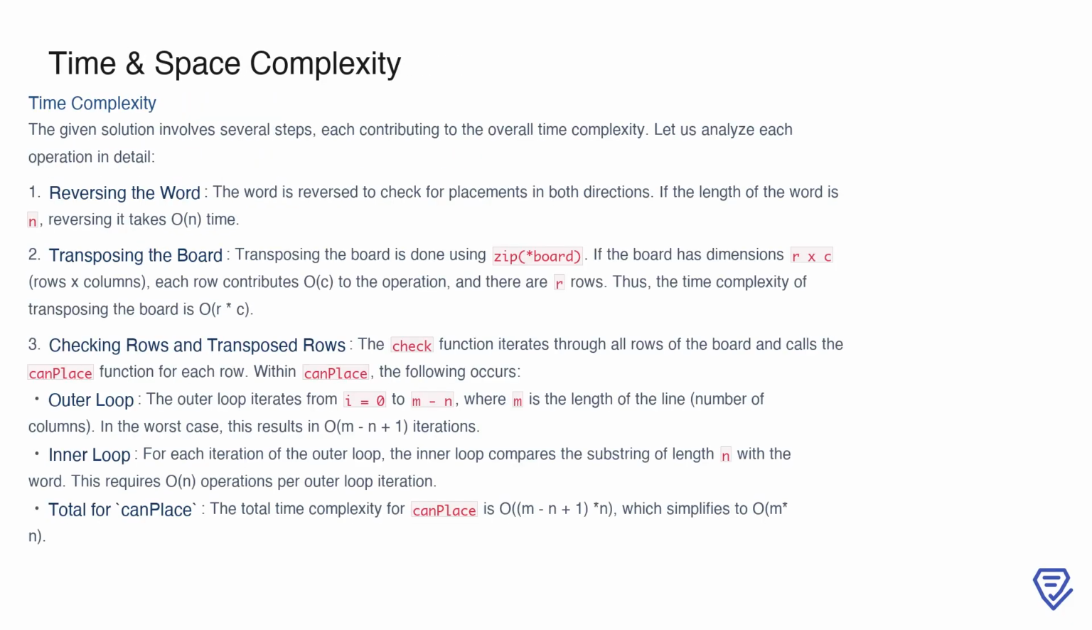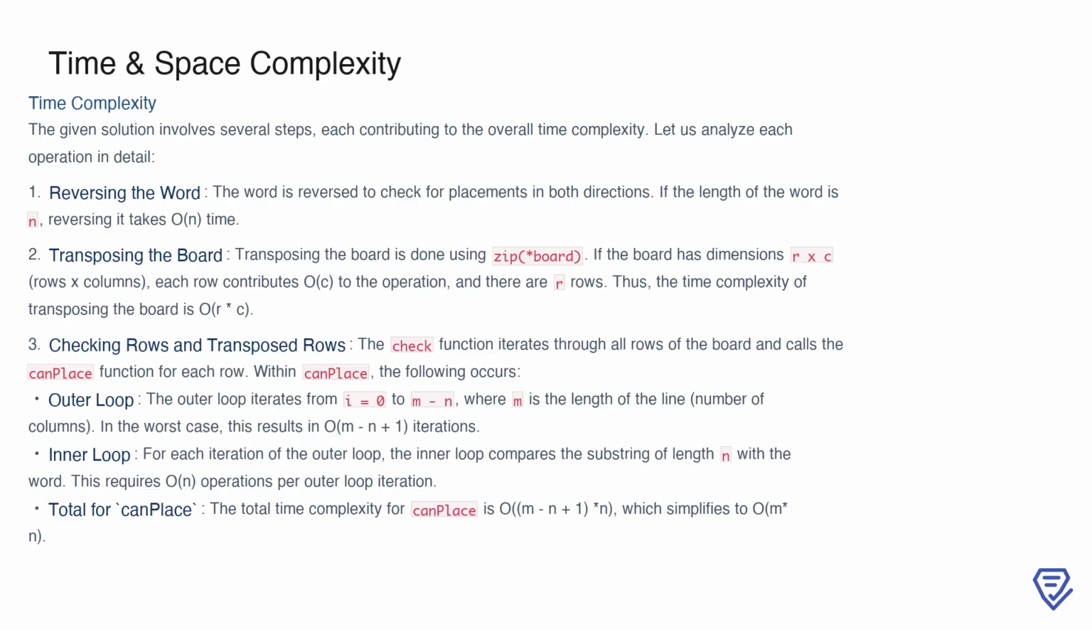To analyze the time complexity of the solution, we start by breaking down the operations. First, reversing the word allows us to check placements in both directions. If the word has a length of n, reversing it takes O(n) time since every character must be processed. Next, when we transpose the board using the zip function, we are effectively converting rows into columns. For a board with R rows and C columns, each row contributes C to the operation, and there are R rows. This results in a total time complexity of R*C for the transposition.